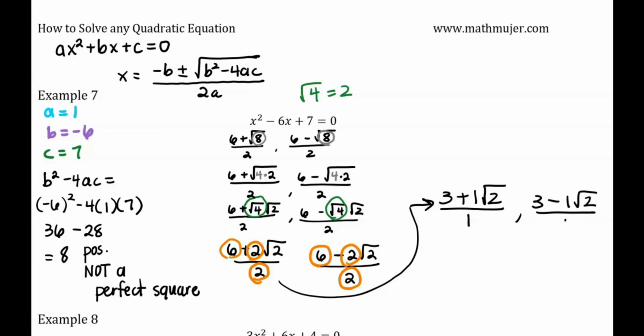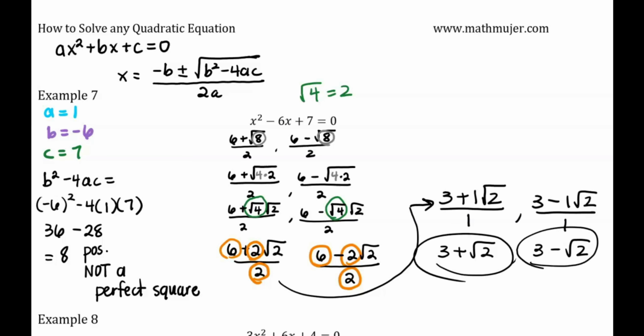It's supposed to be a 1 with the minus. And you don't have to write the 1 in the denominator, and you don't have to write the 1 that's in front of that square root. So this is 3 plus root 2 and 3 minus root 2, because things don't change when you divide them or multiply them by 1. So that's one way that you can find your solutions.